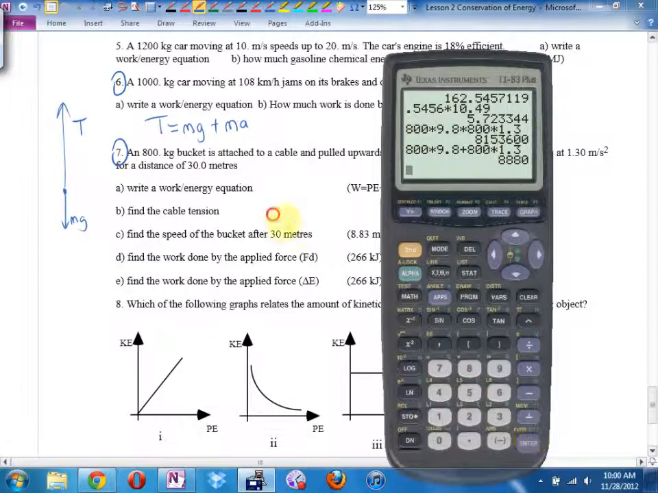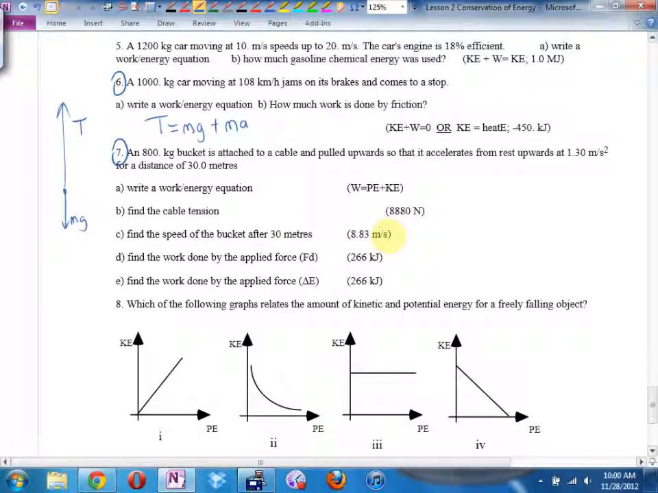So that gives me a cable tension. Find the speed after 30 meters. So here I would let d equal 30. I would let vi equal 0. a equals 1.3. And I can find v final.